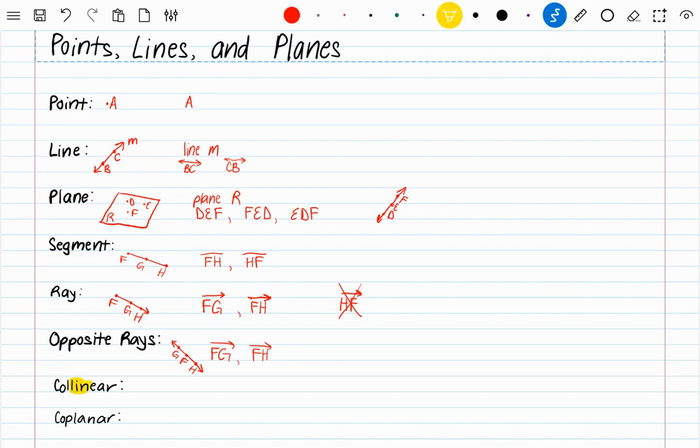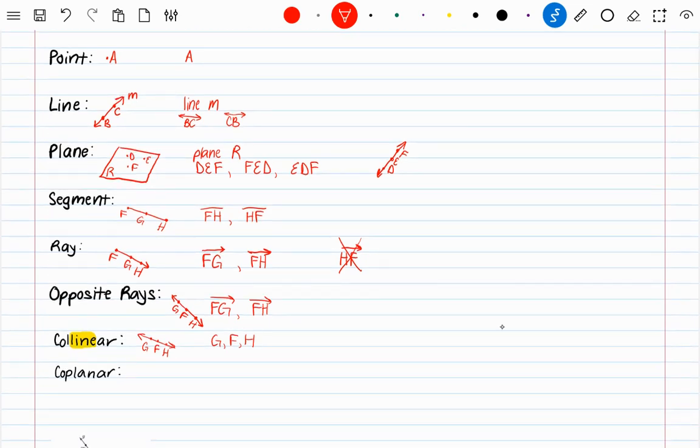Collinear. Collinear points are points that lie on the same line. So if I use the same example above, I could say that G, F, and H are collinear. Coplanar points are points that lie on the same plane. So using the example above with a plane, I could say that D, E, and F are coplanar because they are on the same plane.